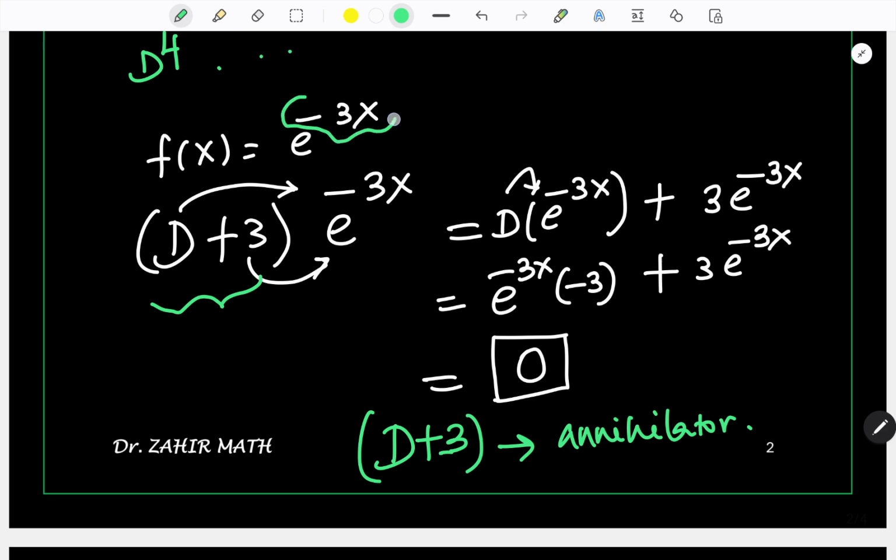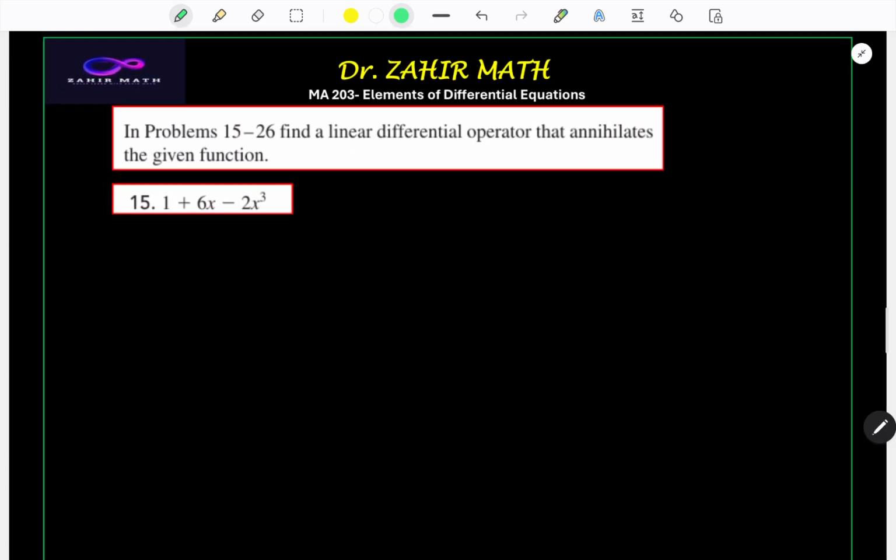Okay, right. So here is one simple clue. If it is e power minus 3x, think about the differential operator D plus 3. If it is e power positive, think about D minus that number. Keep that in your mind. So it is very easy to think, not so difficult.